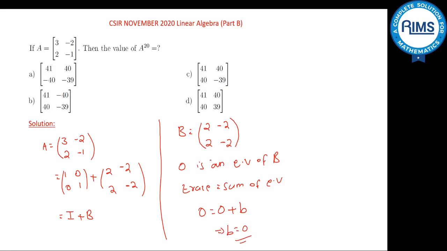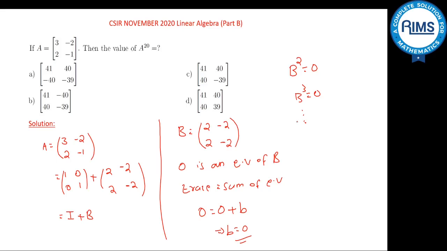For an n by n matrix, all its eigenvalues being 0 implies that it is a nilpotent matrix. So here it is a 2 by 2 matrix and all the eigenvalues are 0, so it is a 2 by 2 nilpotent matrix, and we know that for a 2 by 2 nilpotent matrix B square must be 0. If B square is equal to 0, then B cube equals 0, etc., up to B raised to any higher power equals 0.